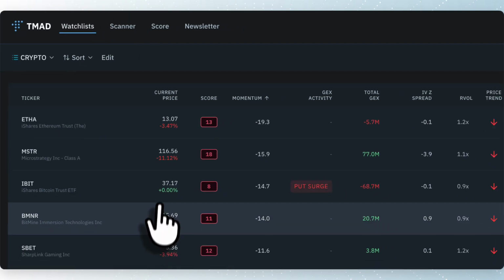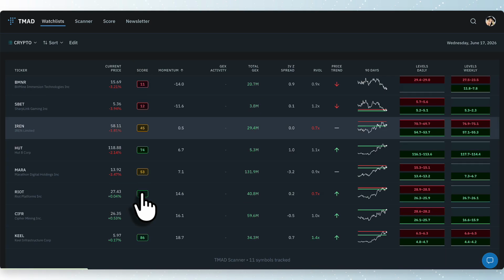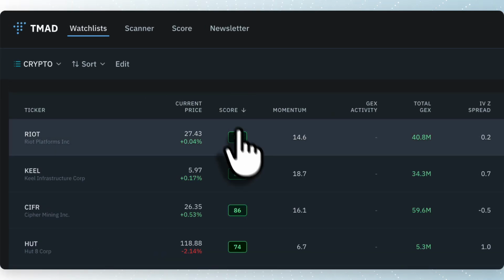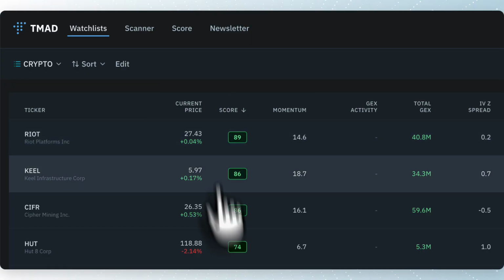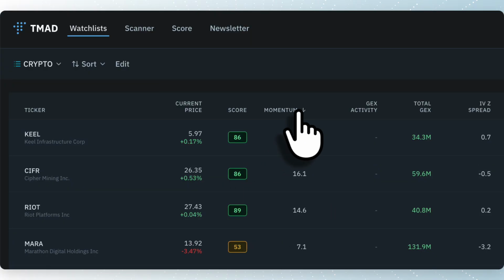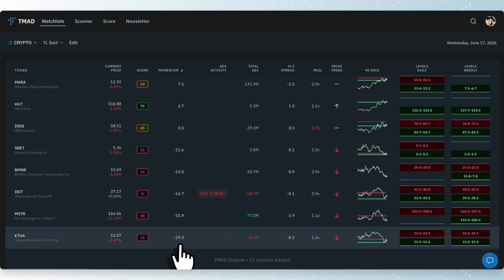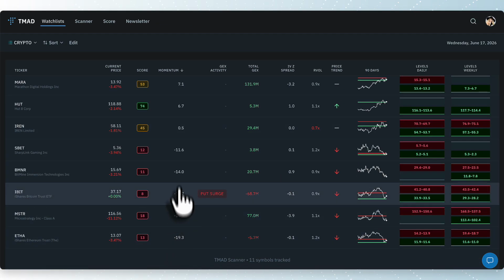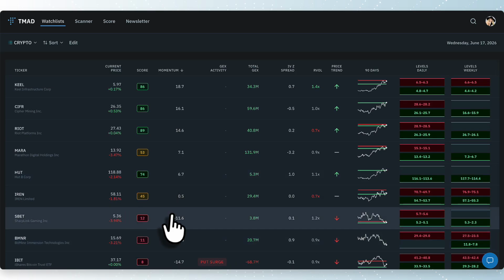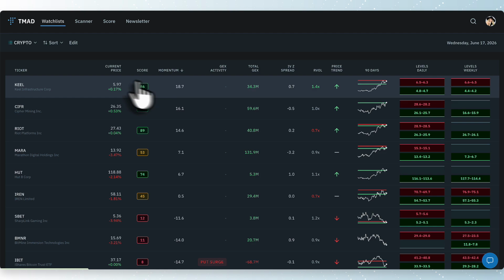Then when you look, we have score. Our bot is categorizing them based on score. For now, Riot and Keel still have the highest score. Then you can categorize them based on momentum. The higher the momentum, the more bullish it is. These are just having very negative momentum. It also aligns with a bad score. Then of course the highest is Keel.